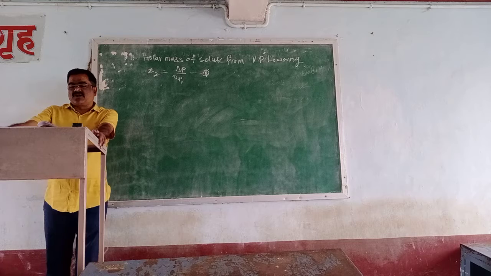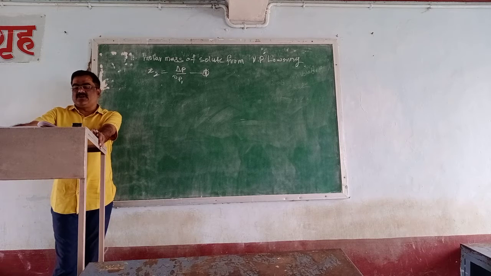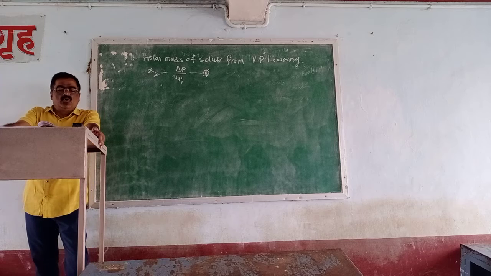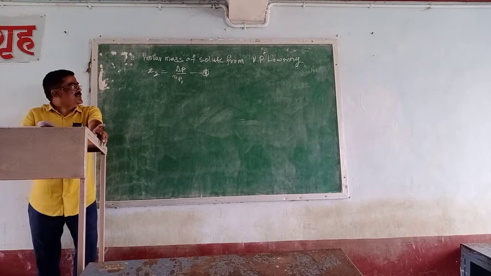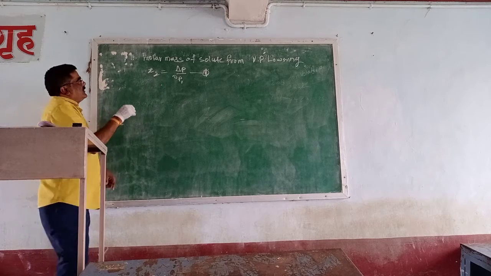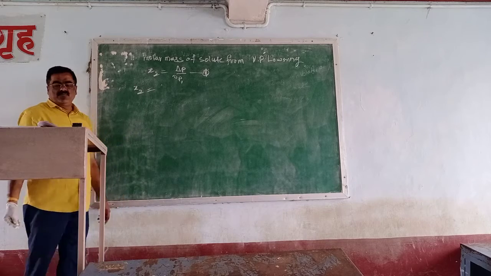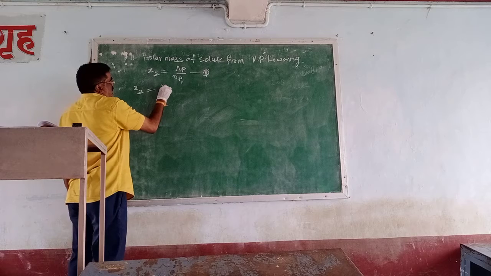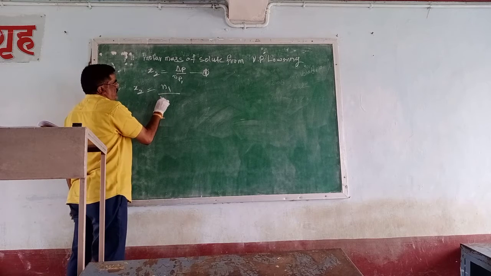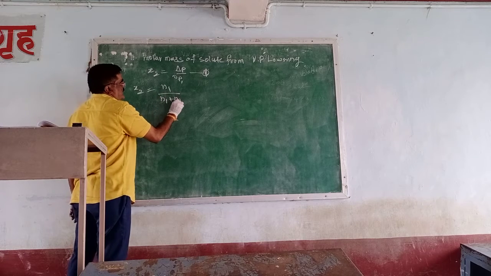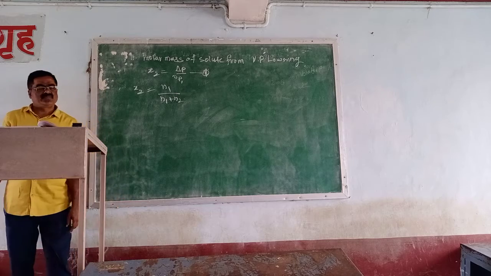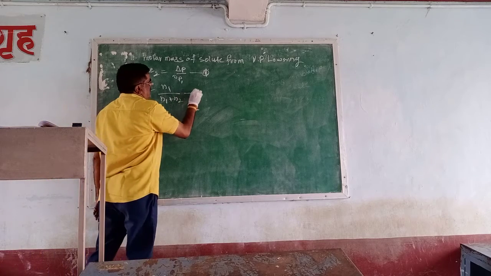The mole fraction of a component of the solution is equal to its moles divided by the total moles in the solution. So the mole fraction x2 is equal to the number of moles of the solute divided by the total number of moles. This is equation 2.